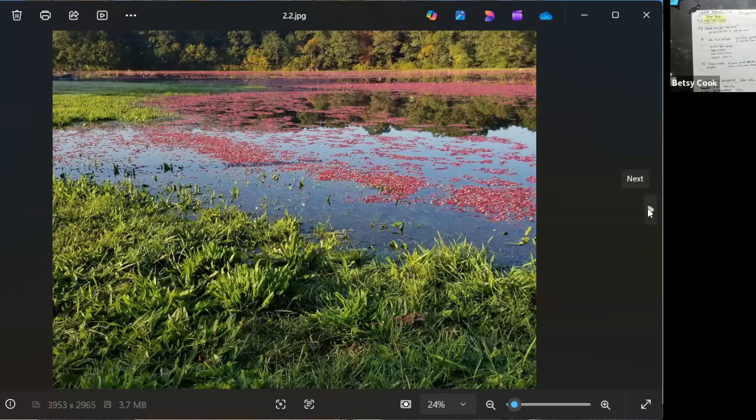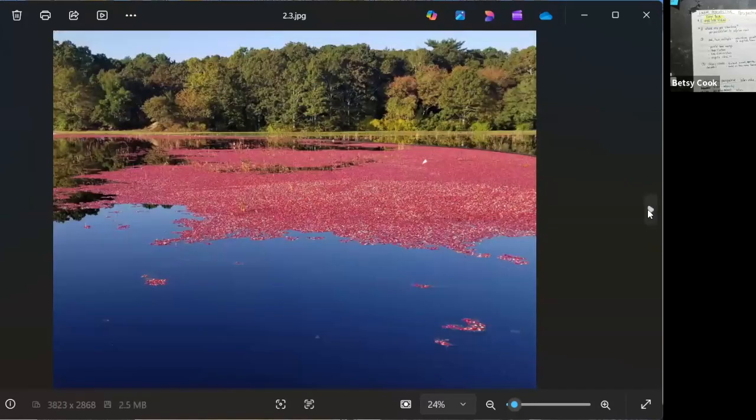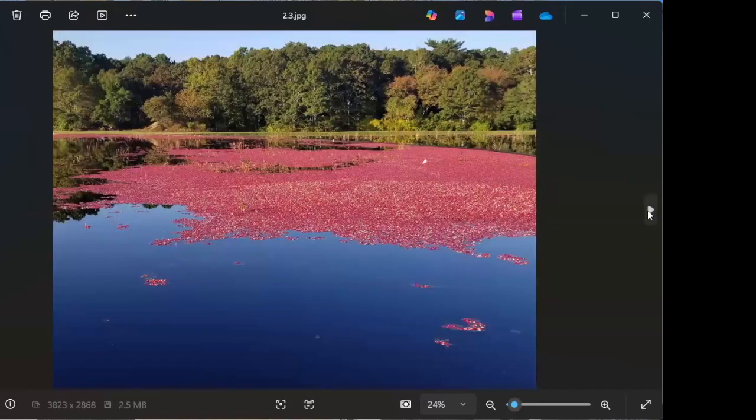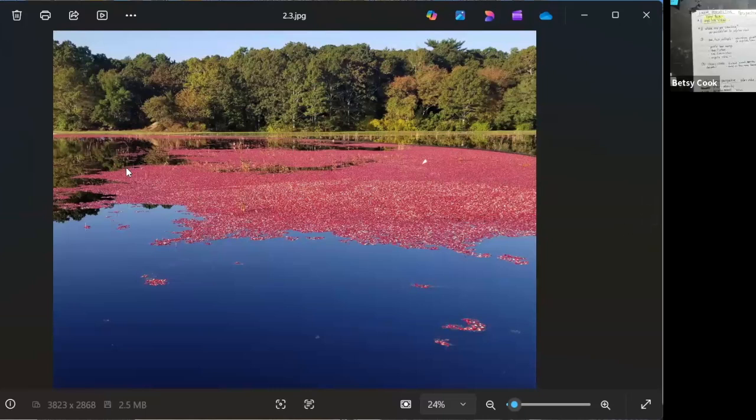Comments on this one? Any questions? I love the reflections of the trees in the cranberry bogs. Isn't that gorgeous? Just beautiful. I know, it's just beautiful.